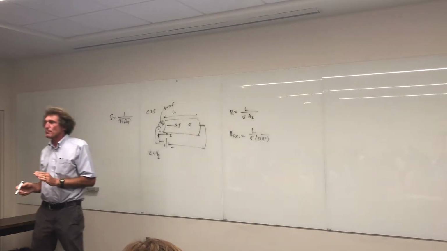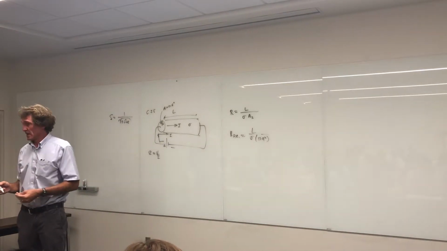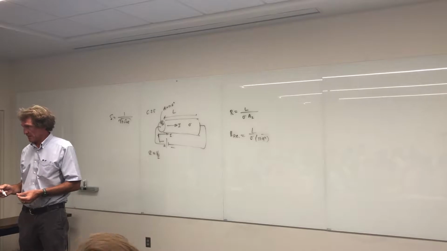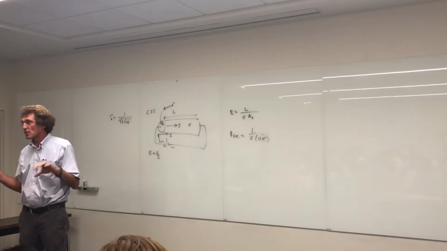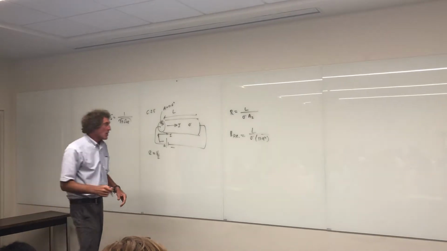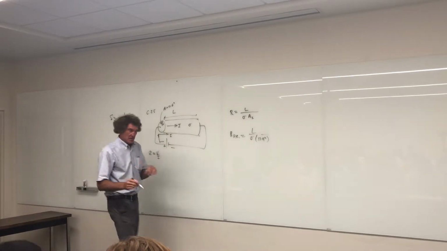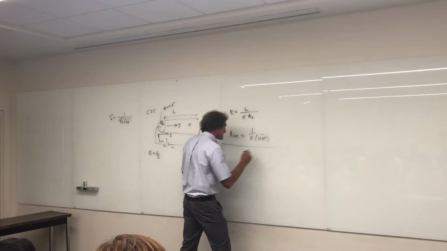If they wanted a per meter resistance, we would divide by L. It would just be 1 over sigma A. Remember, the area is the area the current flows through. Now, that's the DC resistance. This is part 2.